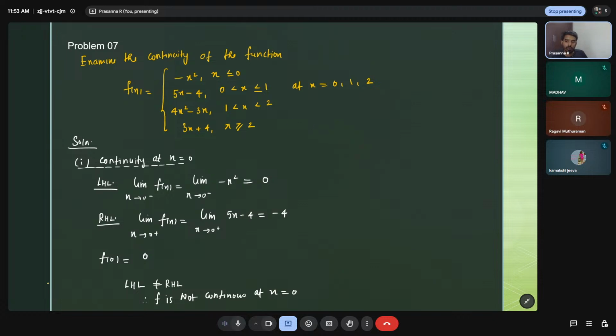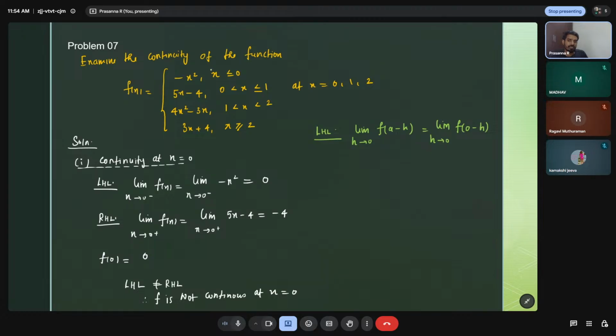Limit should exist and the limiting value should be equal to the function value. But what I will do, from an exam point of view, if everything involves algebraic functions, you can go by definition also. That is, you find LHL. So LHL is limit h tending to 0 f of a minus h. So here we need to find continuity at 0. So you put a is equal to 0. So that means we need to find limit h tending to 0 f of 0 minus h.